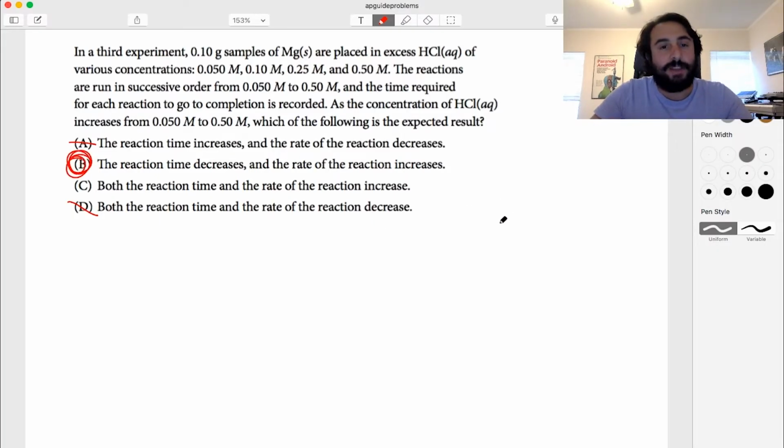So that's a little bit about this type of reaction, reacting a solid metal with a Bronsted-Lowry acid to produce hydrogen gas, and then a little bit about data collection, a little bit about kinetics, just making you think about different aspects of this kind of reaction.